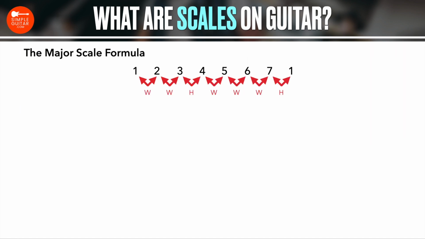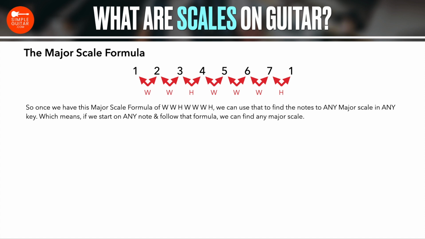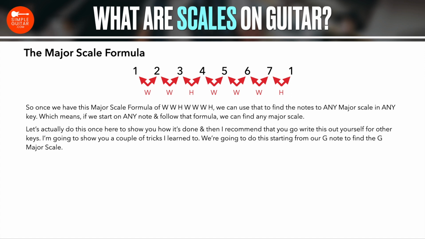Let's go back to our major scale formula here, okay? Now, once we have the major scale formula of whole step, whole step, half step, whole step, whole step, whole step, half step, we can use that to find the notes to any major scale in any key, which means if we start on any note and follow that formula, we can find any major scale. So let's actually do this once here to show you how it's done. And then I recommend that you go write this out yourself for other keys. So I'm going to show you a couple of tricks I learned too.